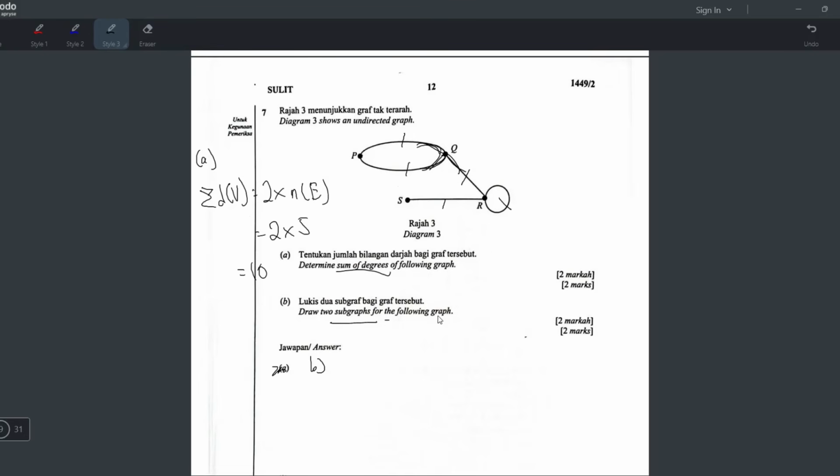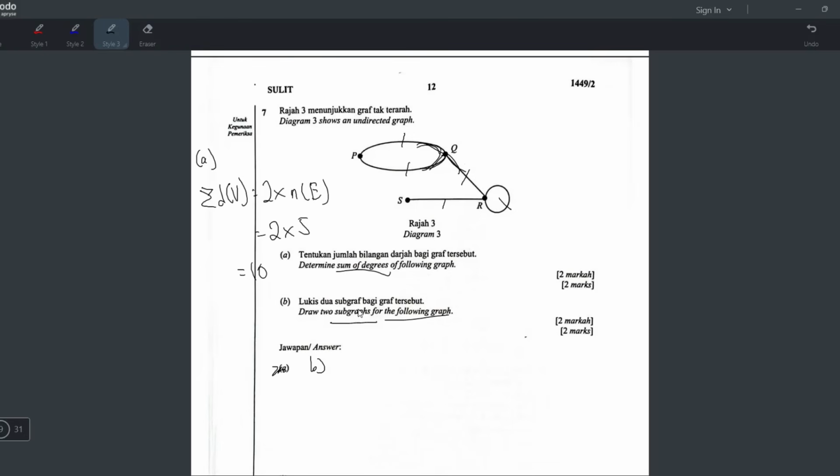Draw 2 subgraphs for the following graph. Okay, what is a subgraph? Some students might confuse subgraph and tree. Tree is pokok. So make sure you don't confuse the two things. Let's talk about subgraph first. What is a subgraph? A subgraph means it's part of the graph or the whole graph redrawn. But you cannot change the position of the vertices and the edges. So it's part of the graph or the whole graph redrawn without changing any position of the vertices and the edges.